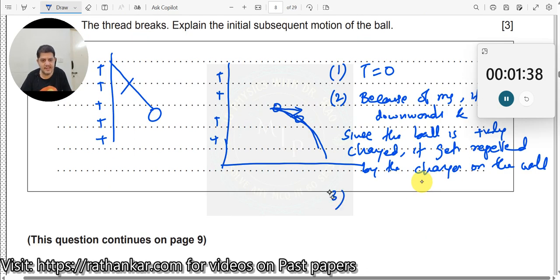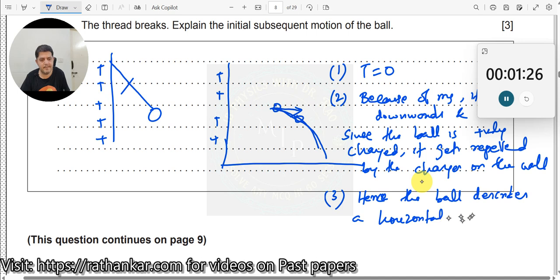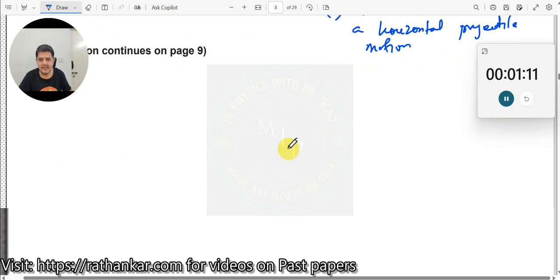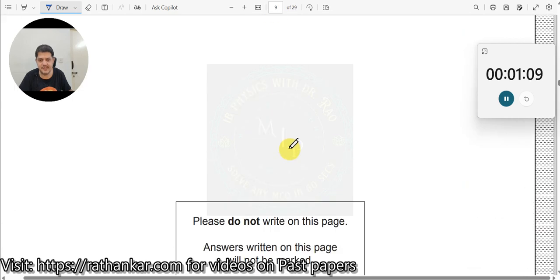The resultant is hence the ball describes a horizontal projectile motion. Simple, right? Okay, whatever you have learned so far, you're just applying it over here. Okay, read the question and then understand what happens over here. Okay, then next question. What is the next question?